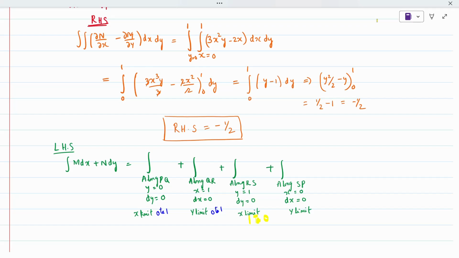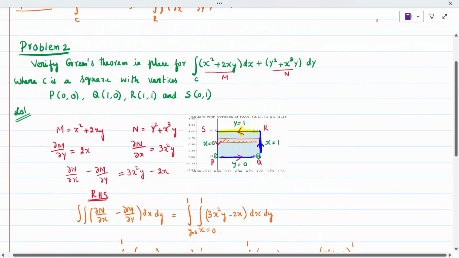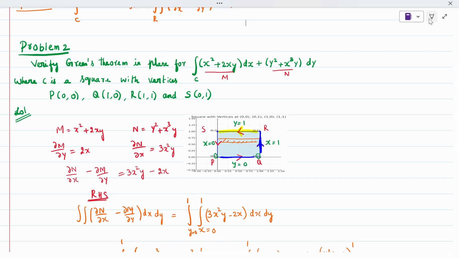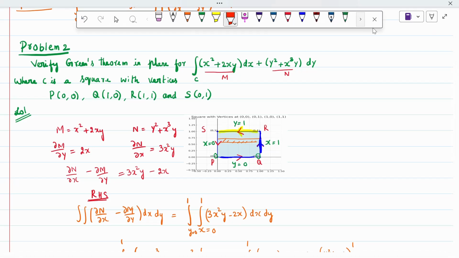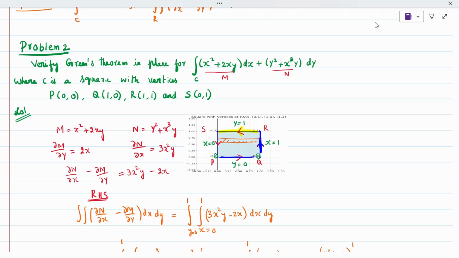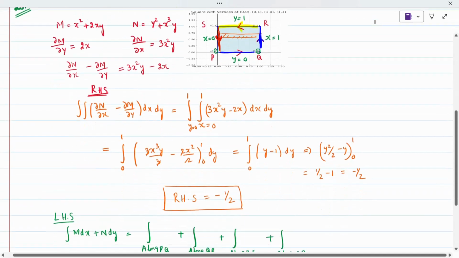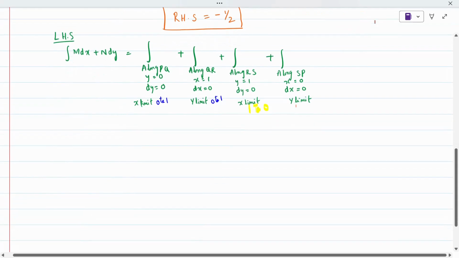Same way, y limit for SP. SP you check. Some other highlighter I will use. Now you check SP, from top to down it's coming. Correct? So the direction is from top to down. 1 to 0. The limit is nothing but 1 to 0. So all the limits now you know.